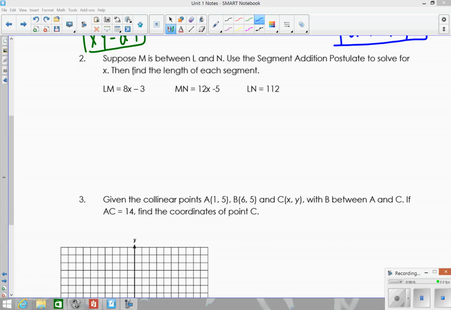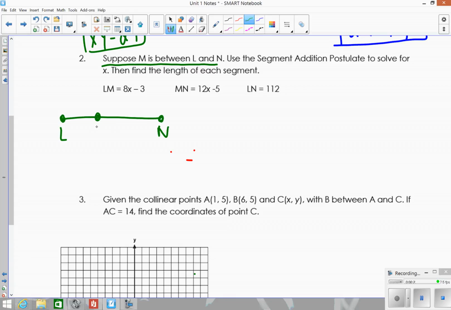Practice problem number 2 says, suppose M is between L and N. So remember, whenever you see this, that means that you have some point M that's in between L and N on a segment. So let's draw out a picture. So I have a picture here. L and N will be my endpoints, and point M, I just have to place somewhere between them.